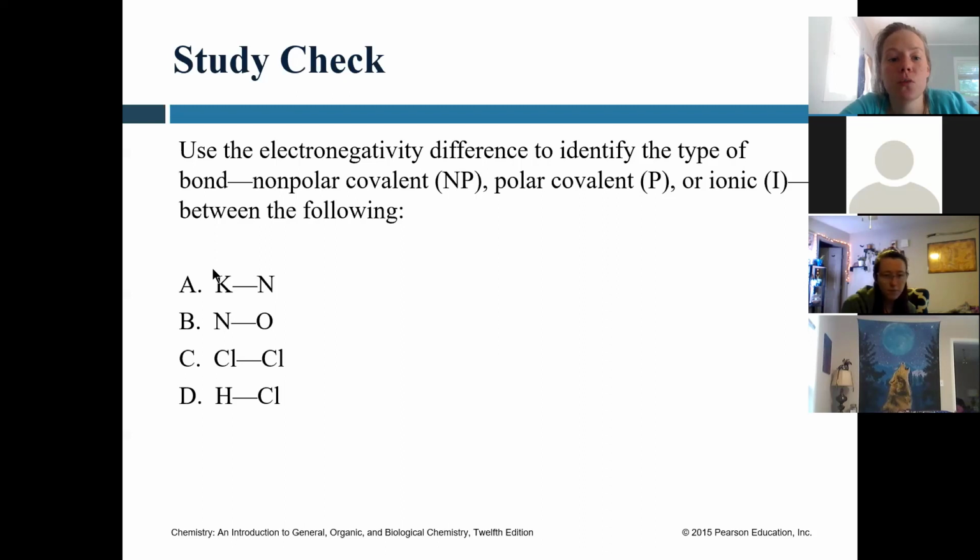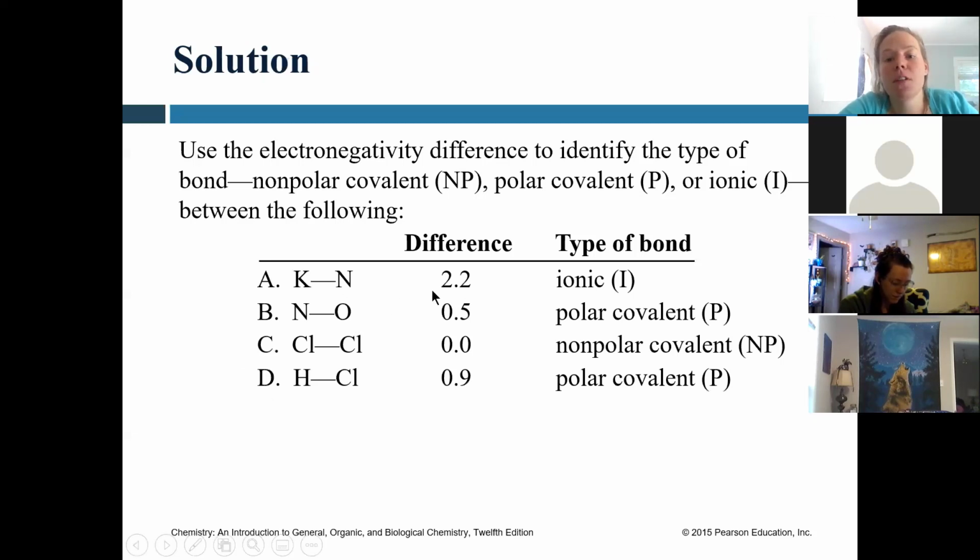Okay, so for this first one, it's potassium and nitrogen. The difference between those two, if we were to calculate it out, is 2.2. That is definitely greater than the 1.8, so we would say it's ionic. I also can see that it is a metal and a non-metal, so I'm going to go with ionic. Nitrogen and oxygen, the difference between their electronegativity is 0.5, so that just beat the cutoff point for it to be a polar covalent bond.